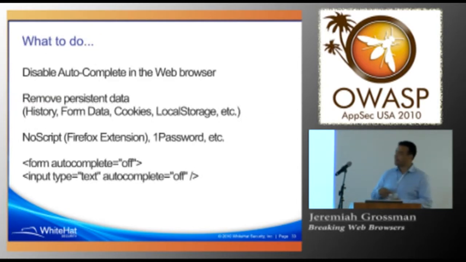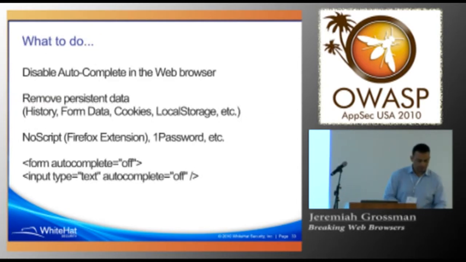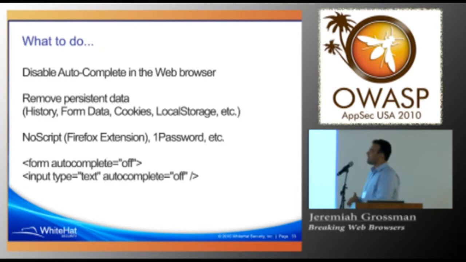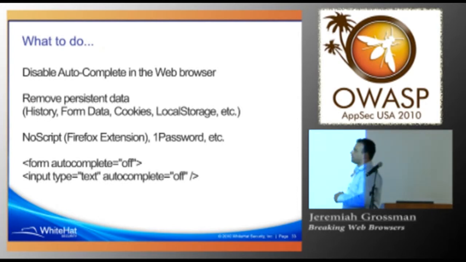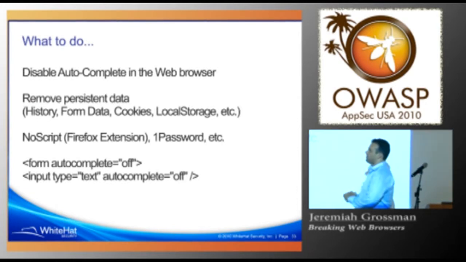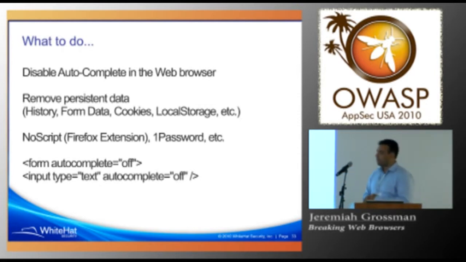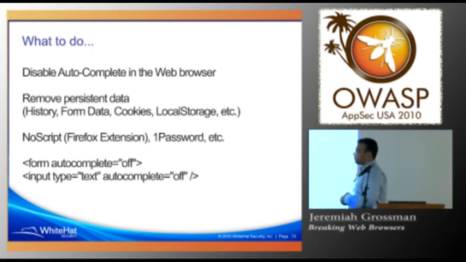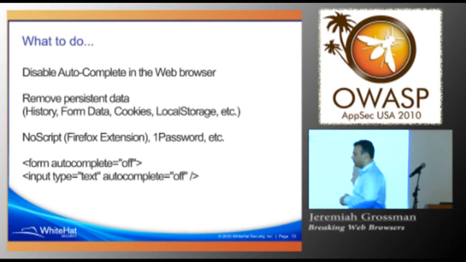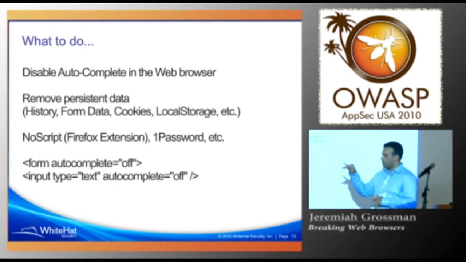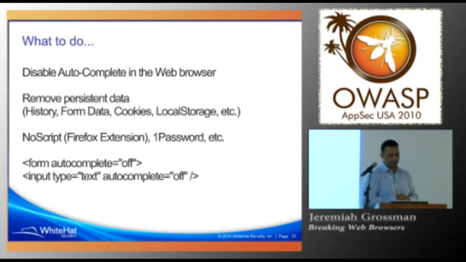All right, so what can we do? What can you help your family members do? Disable autocomplete in the browser. Remove persistent data from your history, form data, cookies, anything you can tolerate. NoScript and 1Password do help tremendously if you can tolerate them. If you're a website owner, form autocomplete equals off is a great bit of help for your visitors. You can do that both at the form level and the input level.